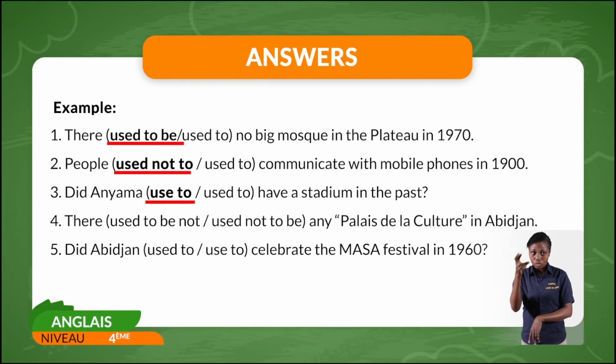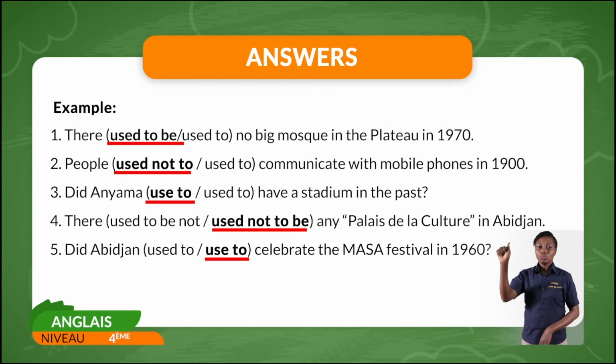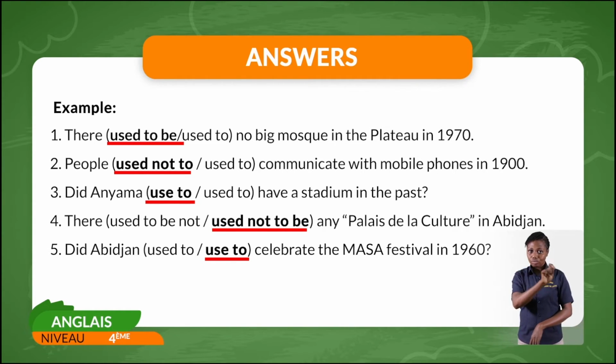Number 4, there used not to be any parallel culture in Abidjan. So the correct form is the second one: they used not to be. Here, the second possibility is they didn't use to be, but it's not possible to say they used to be not. This form is not correct. Number 5, did Abidjan use to celebrate the Masters Festival in 1960? So the second form is the correct one without the D. It's like the third one. No D at the end.